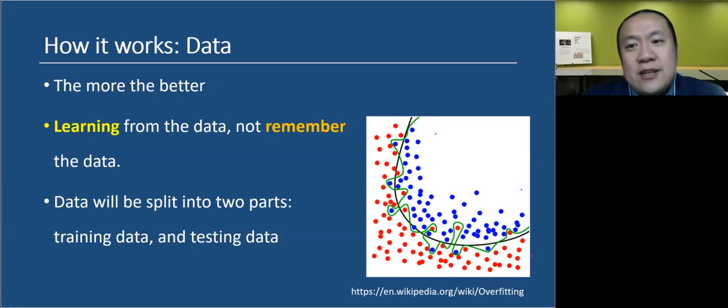So the training target is not 100% accuracy. Well, the target is to try to keep the accuracy from the training data and testing data to be the same, or maybe close enough. So that is the training target.